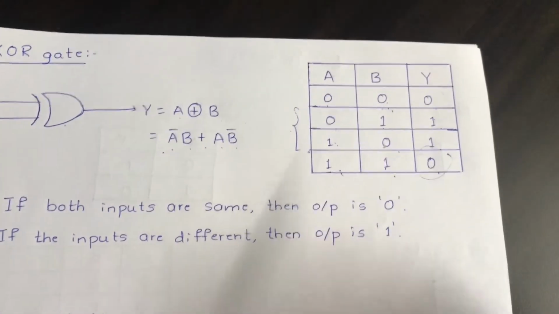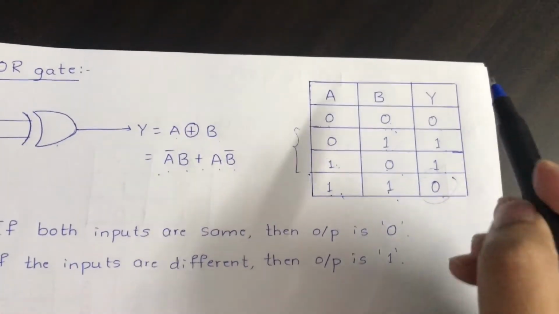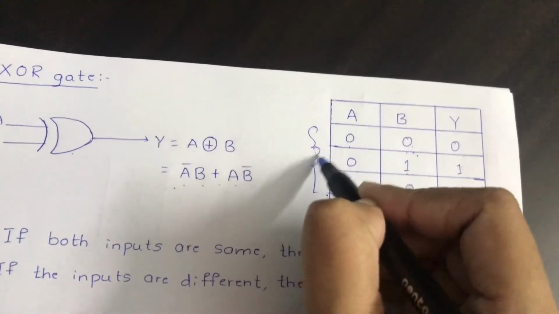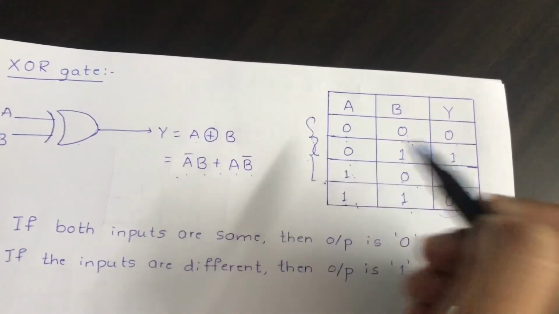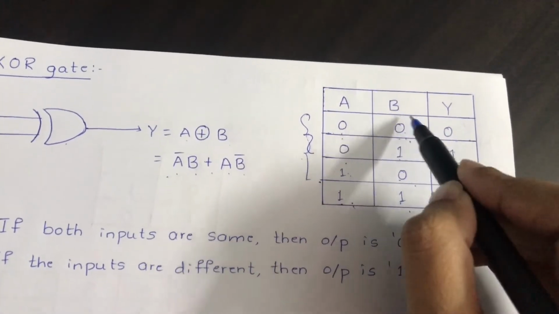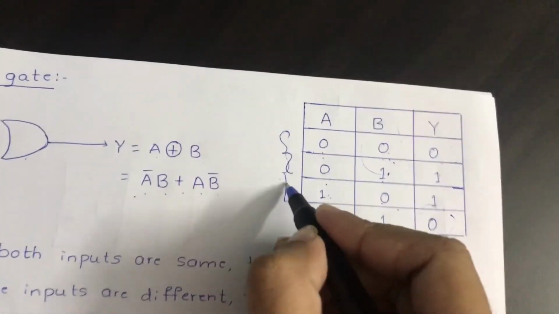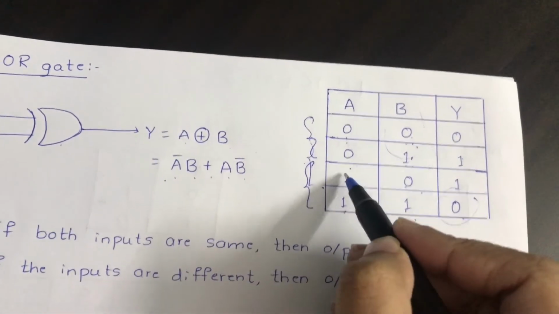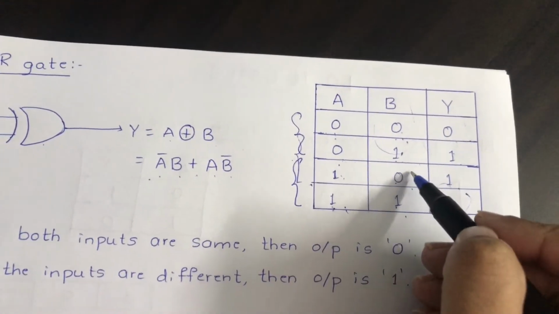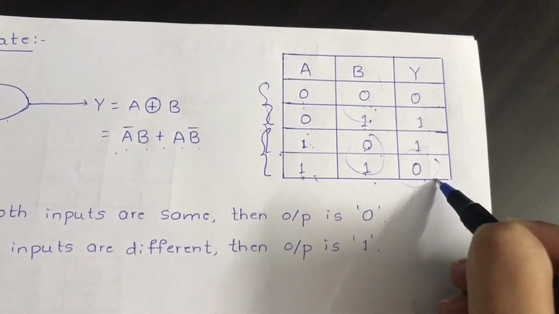One more thing you can observe is that when any one of the inputs is 0, then the output will be simply the other input. Similarly, when any one of the inputs is 1, then the output will be the invert of the other input. You can see 0, 1, it is 1, 0.